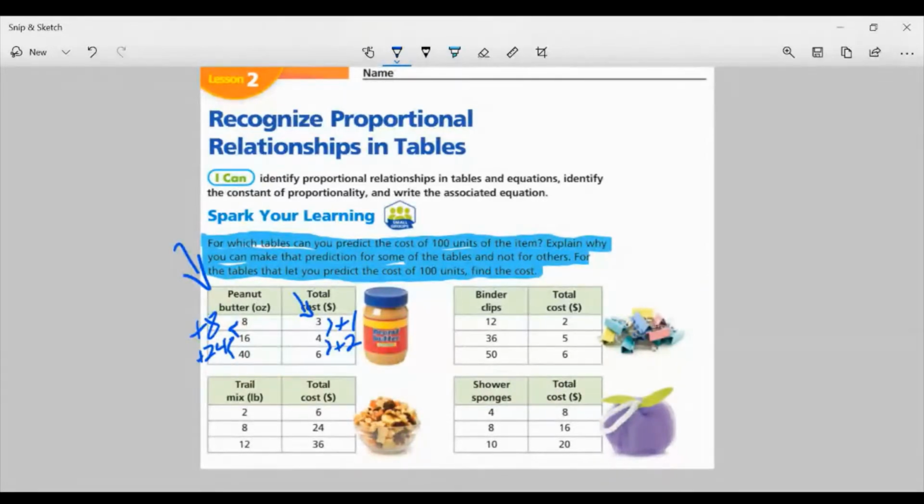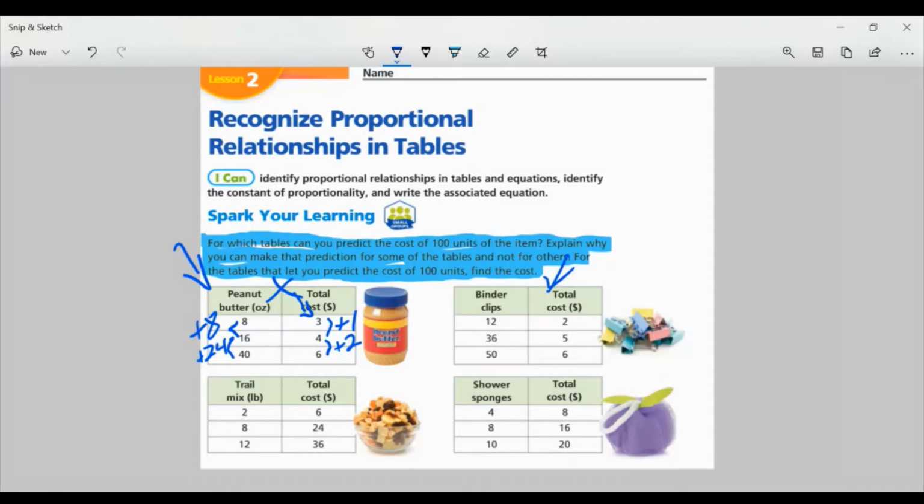So when we add just 8 more ounces, when it doubled in size, it was just $1 more. And the same thing almost from 16 to 40, it was an increase of 24 ounces for $2, which means if I divide that, 12 ounces per dollar. So the unit rate is changing, so it's not constant. So there's no way I can predict for 100 ounces because the price keeps changing for every ounce. So let's look at our binder clips.